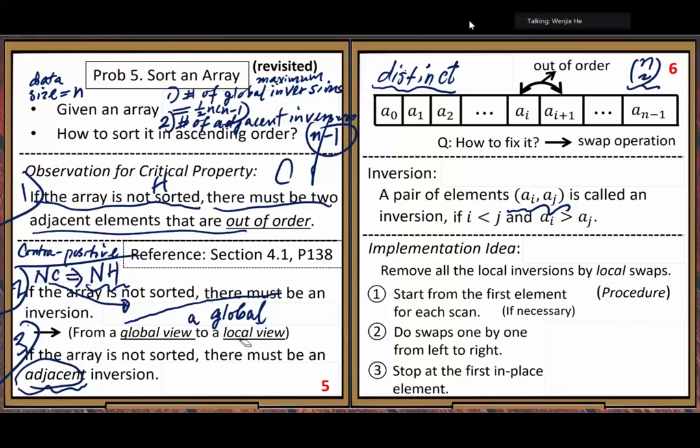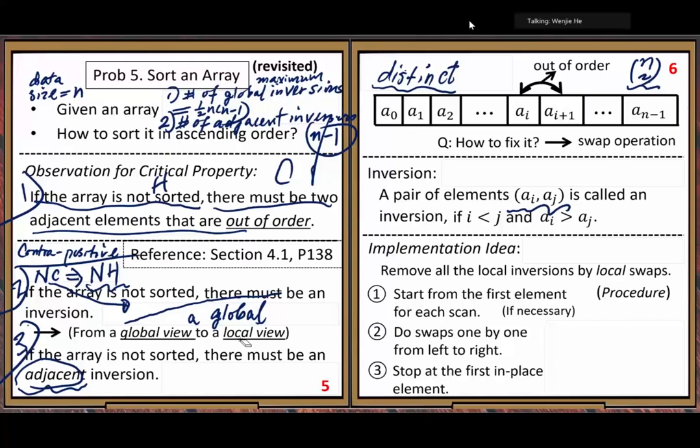Look at the location of the maximum. The last element, right? So the last element is in place. After the first scan, the last element is in place.